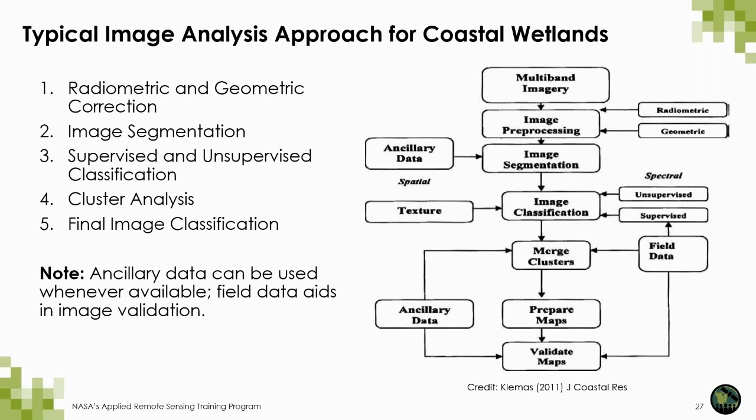The classification algorithm then classifies each pixel based on the comparison with the training data. Some cluster analysis is also used to compare training versus classified data and to develop an optimal set of spectral signatures. Then the final image classification is performed. Through this process, ancillary data such as aerial photos, maps, or field samples can be used whenever they're available.